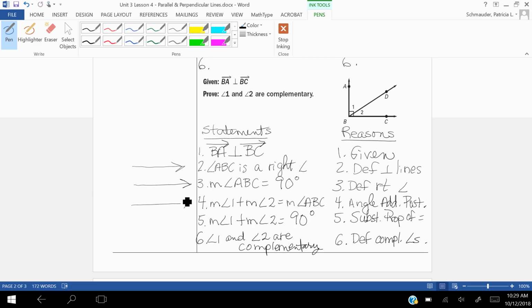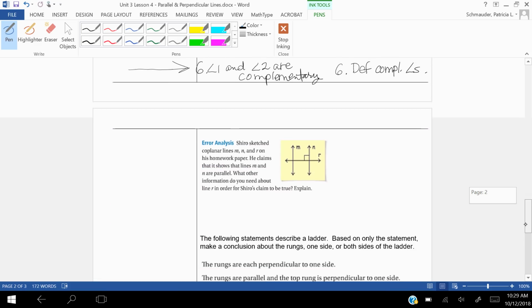Oh, and now I'm getting somewhere, because what I can do is take this 90 degrees and substitute it in right here, which gives me statement number 5, which is the measure of angle 1 plus the measure of angle 2 is 90 degrees. And then I have just what I need, that angles 1 and 2 are complementary, because that's the definition of complementary angles: two angles whose sum is 90 degrees. All right, let's see what we have next.